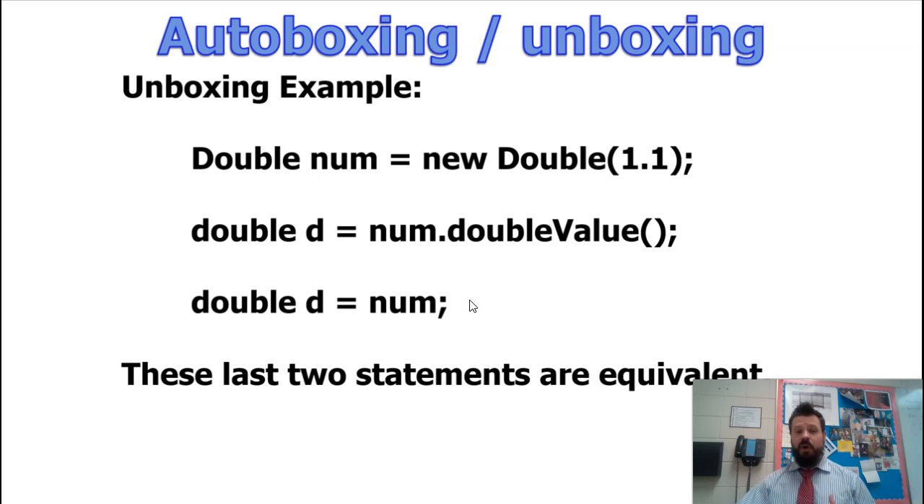Or I could use my auto unboxing by just saying double d gets num. Java will automatically unbox this num object, get the value, and assign it to d here. Either of these last two lines of code will work. They'll give me the same thing, the same value stored as that primitive d.